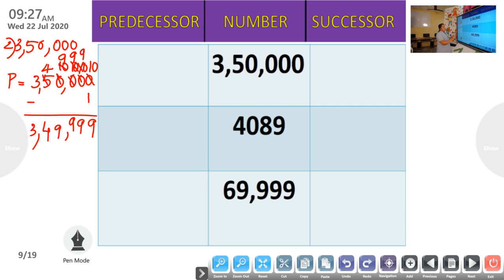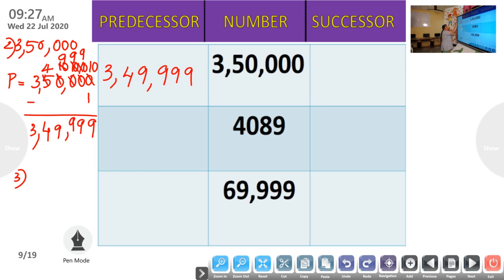So what is the predecessor of 3,50,000? It is 3,49,999. How do you find the predecessor? The given number minus 1. Next question.